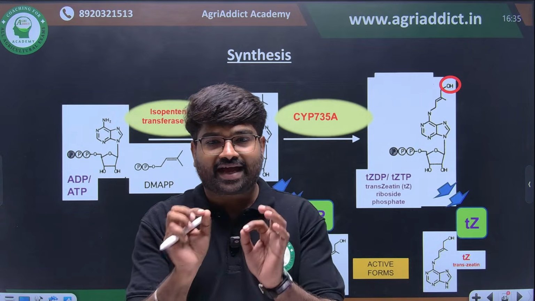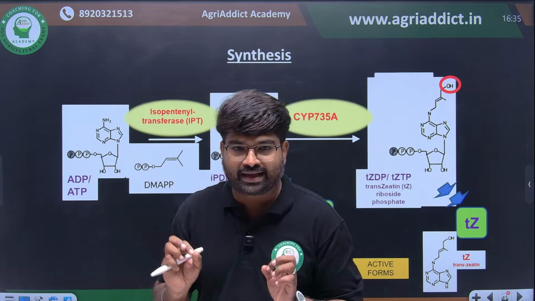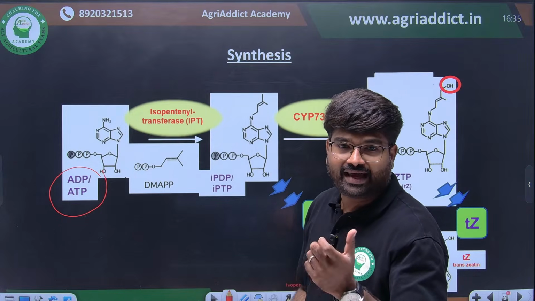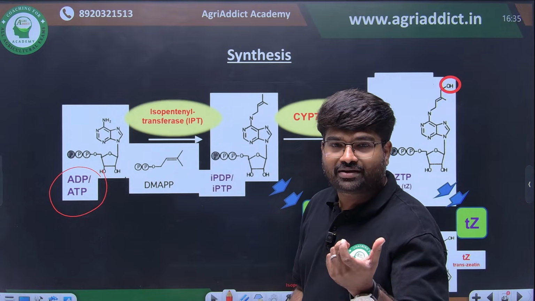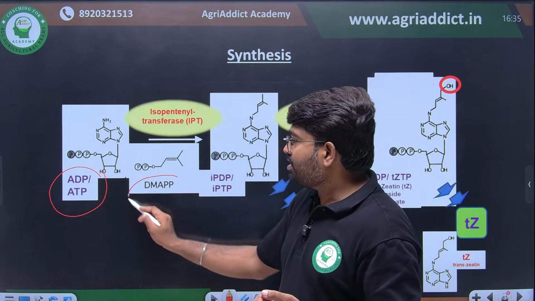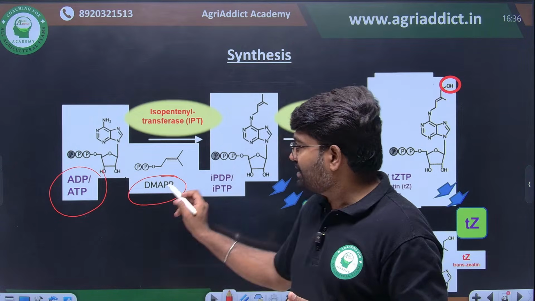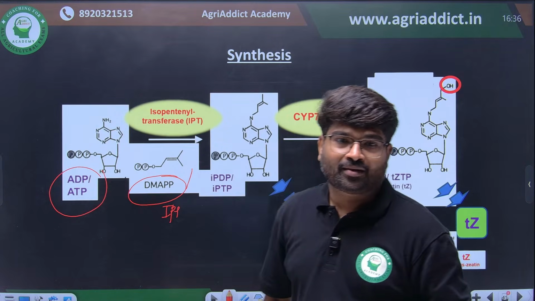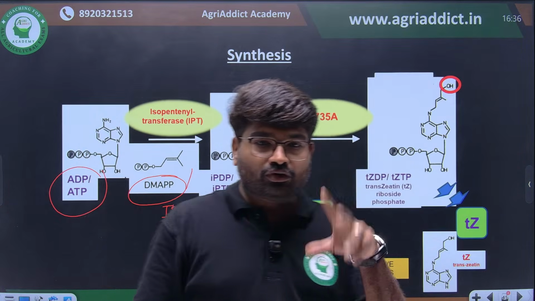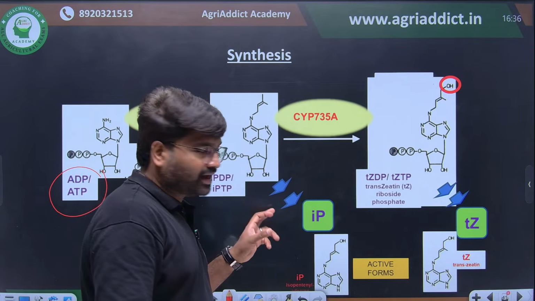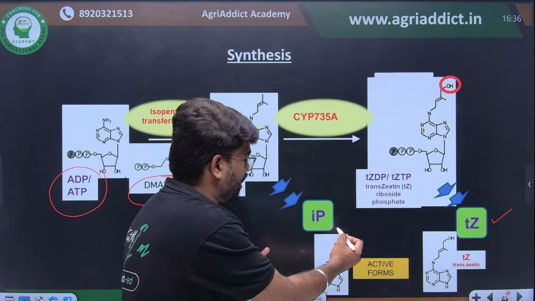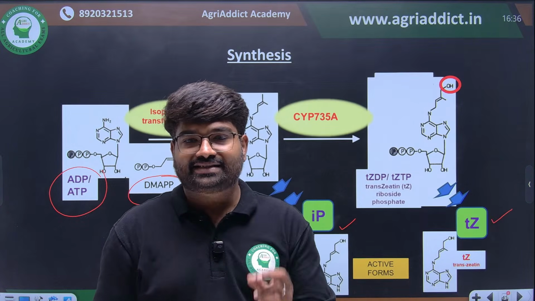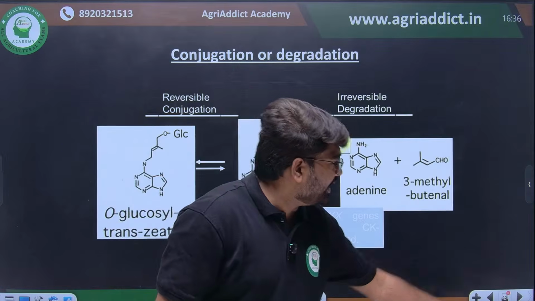And the most important thing, now we are going to see biosynthesis. I will tell you the key points you have to remember. The precursor for cytokinin biosynthesis is an ATP or ADP molecule, along with dimethylallyl pyrophosphate, or we can say IPP. These are the major precursors for biosynthesis of cytokinin. The most biologically active form of cytokinin is transzeatin or isopentenyl adenine, which we have already seen in the previous slide.